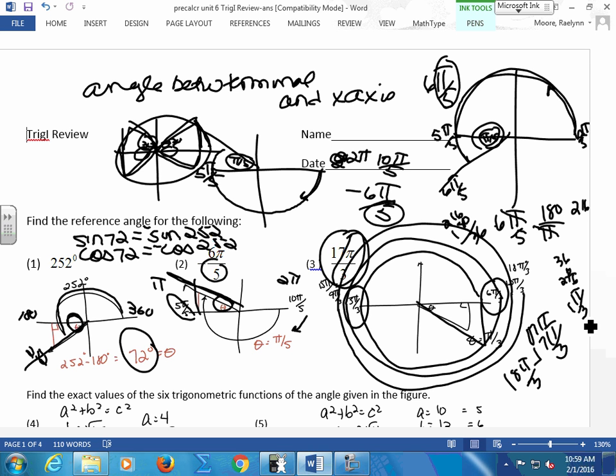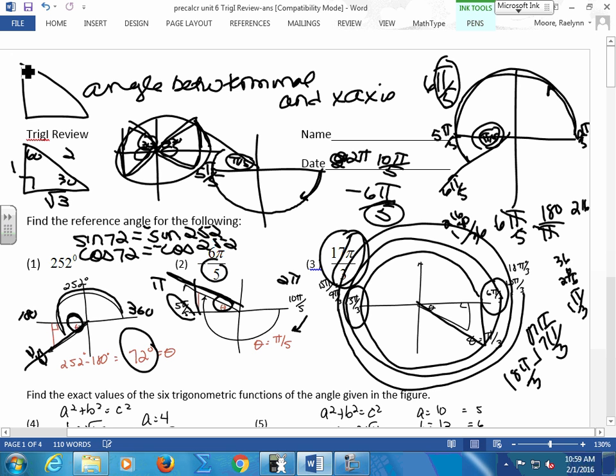So let's review those special triangles. What's the side opposite 30? 1. The side opposite 90? 2. The side opposite 60? Radical 3. Now 45, 45. What's the side opposite 45? 1, 1, radical 2. Make sure you know those two triangles.